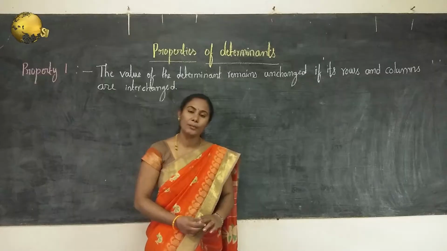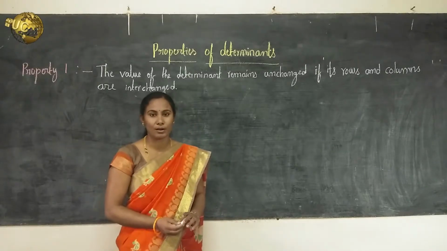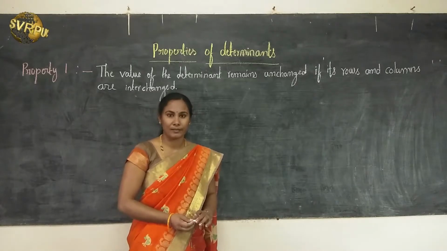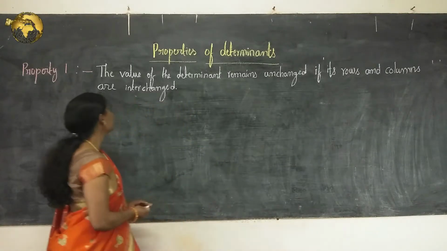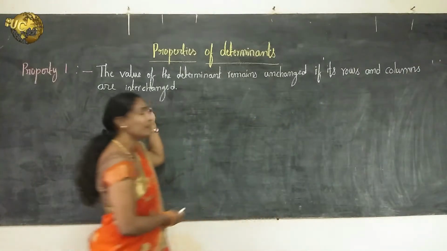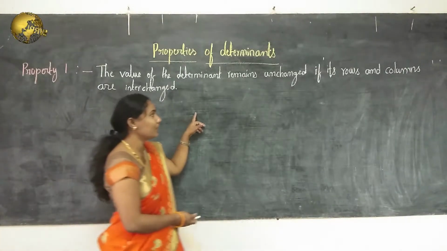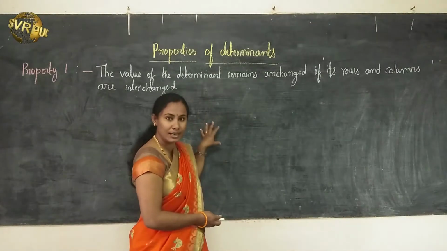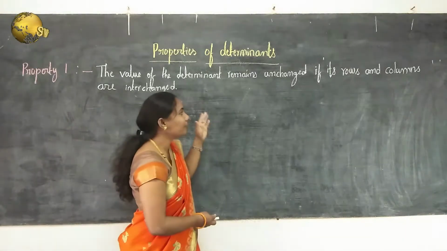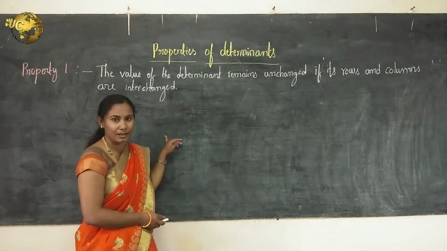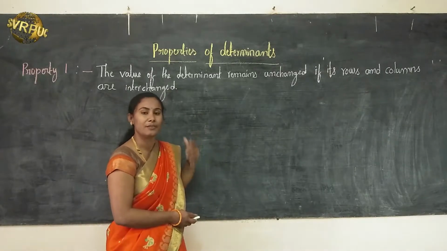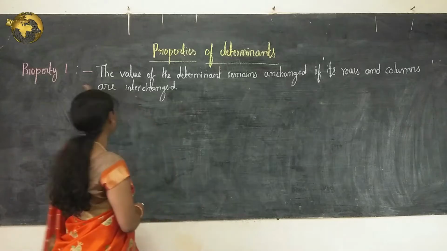Let me move on to another concept, that is properties of determinants. So we have 6 properties here. We will go one by one. The first property is: the value of the determinant remains unchanged if its rows and columns are interchanged. The meaning of that is, if we take delta, that is one determinant, and interchange the rows and columns, then we get the same value for that determinant. That is the first property.